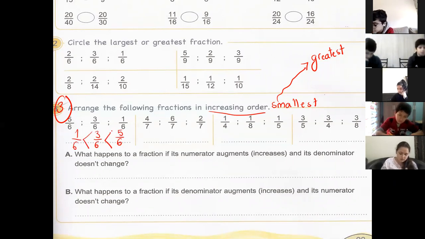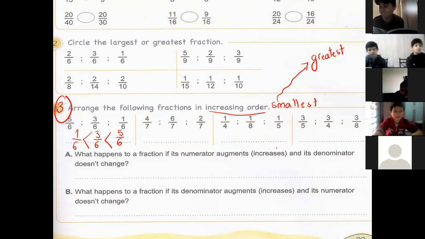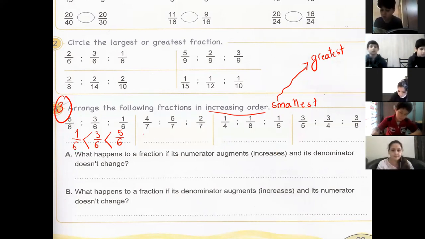Teacher, don't forget to write the symbol less than. Yes, because we are increasing, which means from the smallest to the greatest. Decreasing is biggest to smallest. Here we are increasing, so we have to start from the smallest fraction to the greatest one. Don't forget to write the symbol less than because we are starting from the smallest fraction.